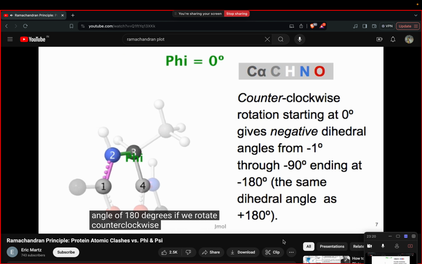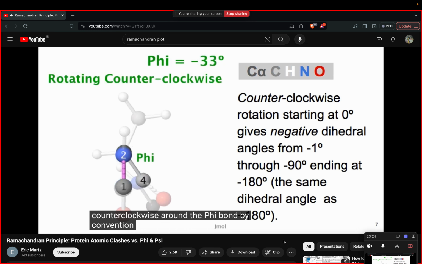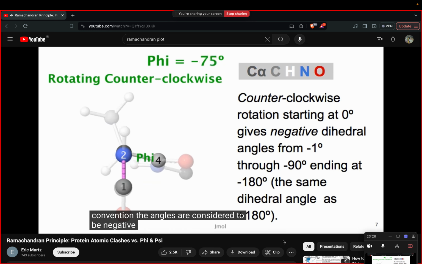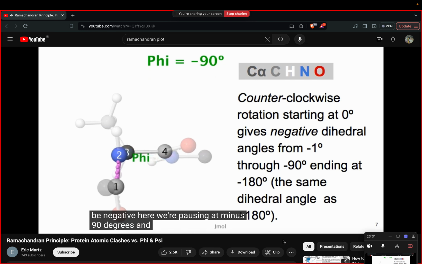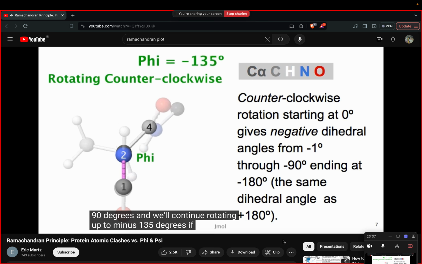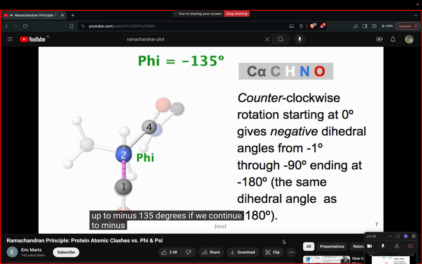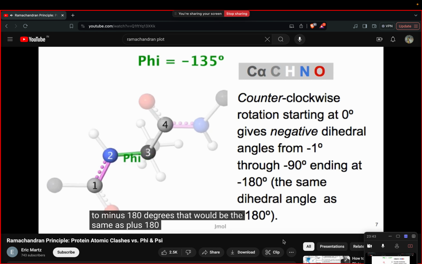If we rotate counterclockwise around the phi bond, by convention the angles are considered to be negative. Here we're pausing at minus 90 degrees. And we'll continue rotating up to minus 135 degrees. If we continued to minus 180 degrees, that would be the same as plus 180 degrees.